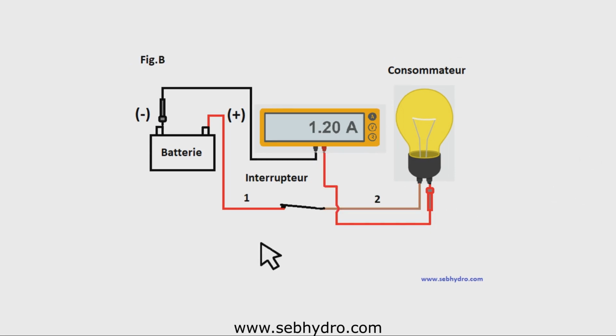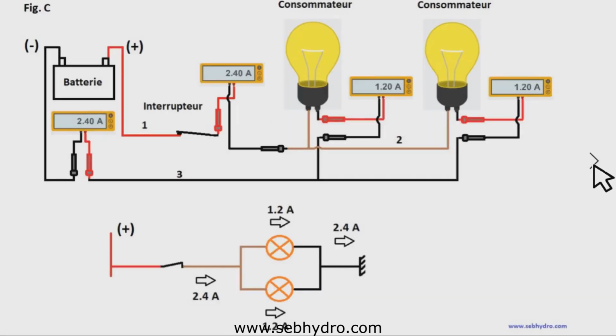In Figure B, the same electrical circuit, the ammeter has been moved to the consumer outlet. It can be seen that the intensity is the same on entry and exit. In Figure C, two identical consumers are installed in parallel. The ammeter is positioned in 4 places on the electrical circuit.